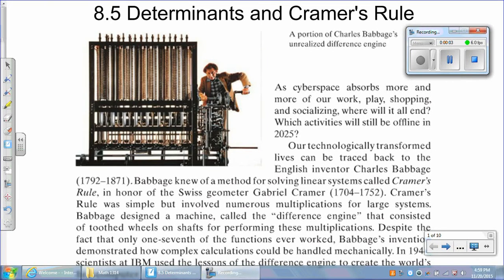This video will cover section 8.5, determinants and Cramer's rule. I'm going to just take a short time to read this paragraph if you want to just fast forward it and read it on your own from your handout.